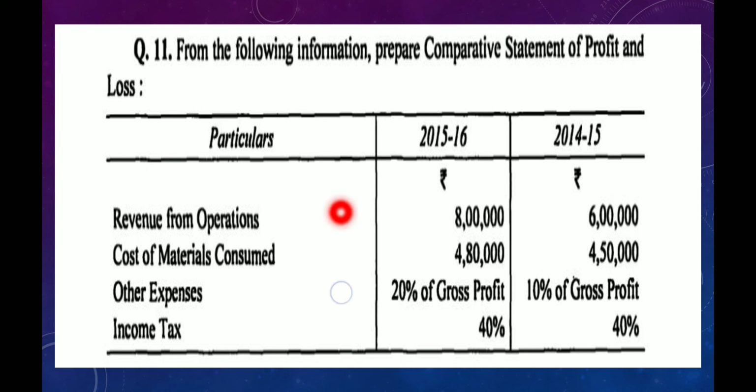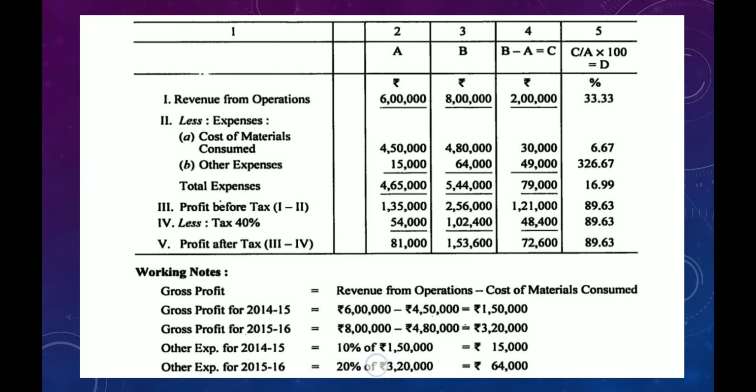Now another question, that is the 11th question of the DK Goel practical questions. You have to find out gross profit. So how can you find out gross profit? All the figures can be easily put in the comparative statement, but you have to find out 20% of gross profit because other expenses is not given, so you have to find gross profit of different years, previous year and current year. So here is the solution.